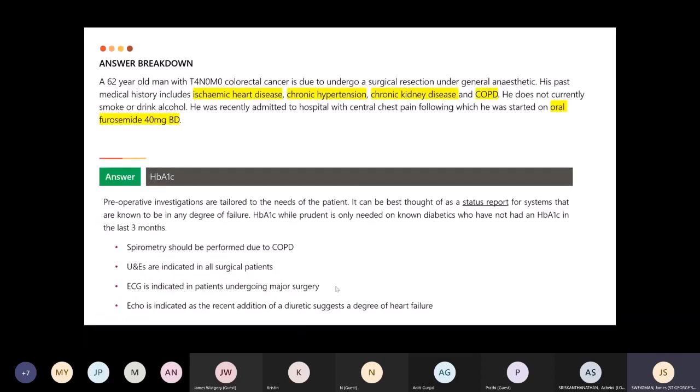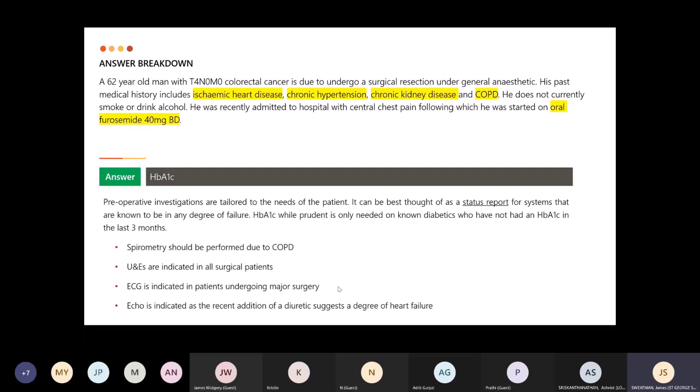Let's go through why. Preoperative investigations are mostly tailored to the needs of the patient. Obviously, you have to have some major things in there, like an FBC, U's and E's, an ECG, but the rest are tailored to what's wrong with the patient. The way I think about it in surgery is that it's like a status report for systems you know are a bit dodgy. So the HbA1c would be really useful in someone who's diabetic and hasn't had a recent one, like in the last 3 months.